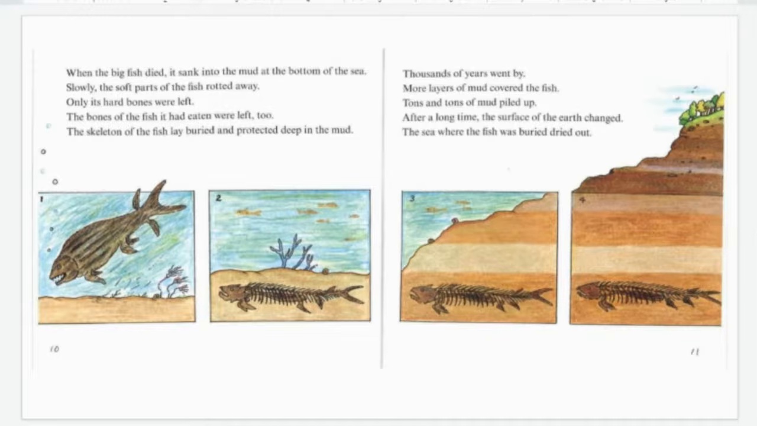Thousands of years went by. More layers of mud covered the fish. Tons and tons of mud piled up. After a long time, the surface of the earth changed. The sea where the fish was buried dried out.